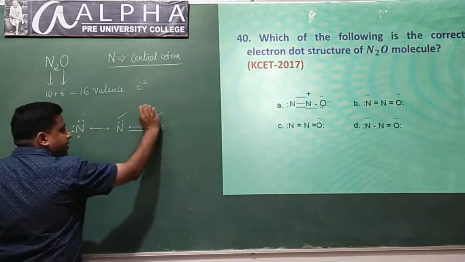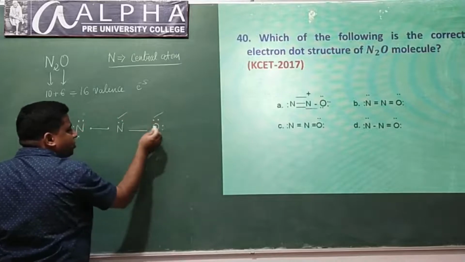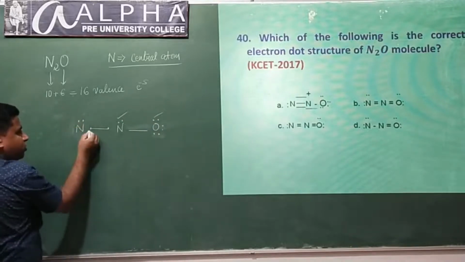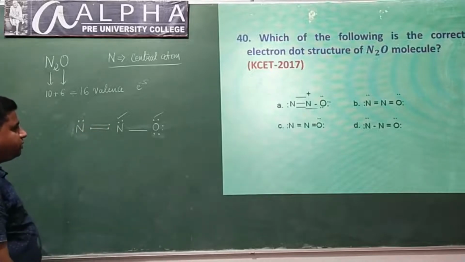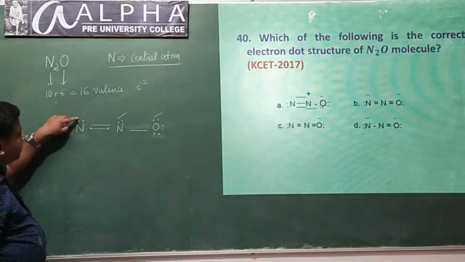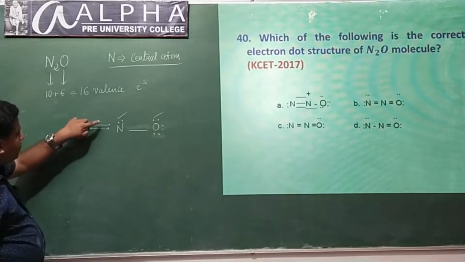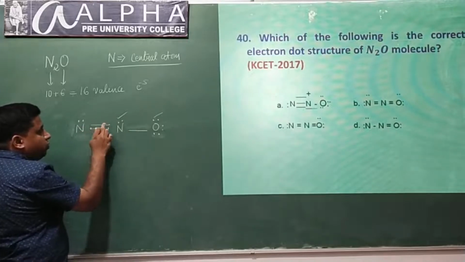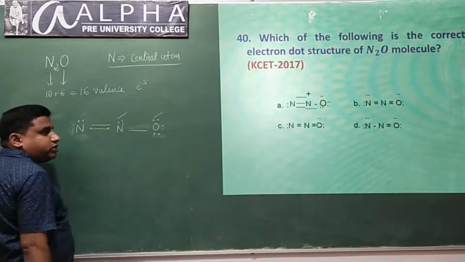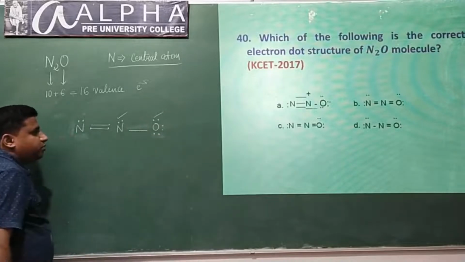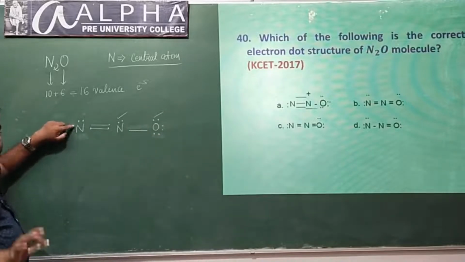Wait a minute. See, instead of drawing the lone pair of electrons from this, I'll draw the lone pair of electrons from this. Now just check whether the octet structure is complete. Well, 1, 2, 3, 4, 5, 6. No. How about for this? 1, 2, 3, 4, 5, 6, 7, 8. Octet structure is complete. 1, 2, 3, 4, 5, 6, 7, 8. Octet structure is complete. But for this nitrogen, the octet structure is still not complete.